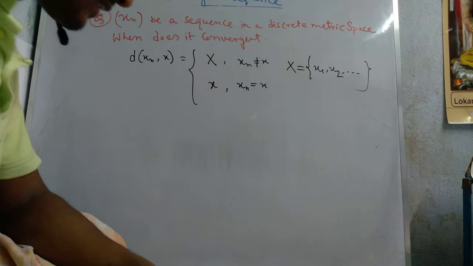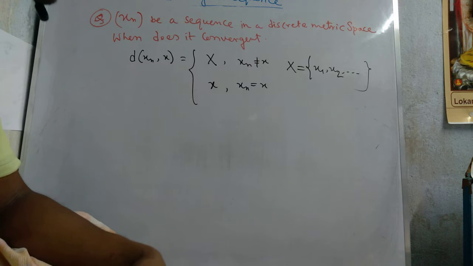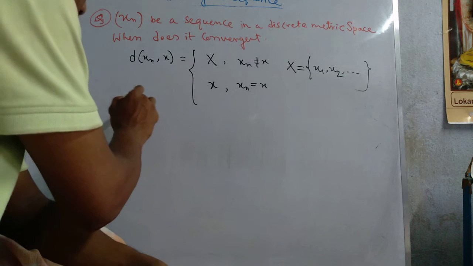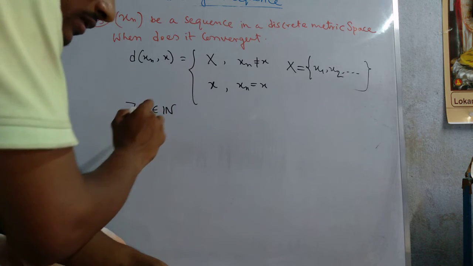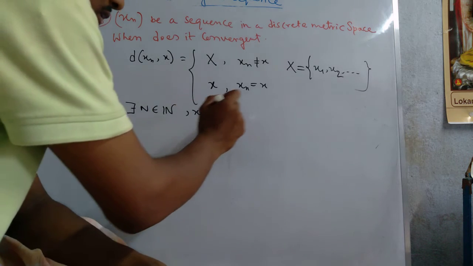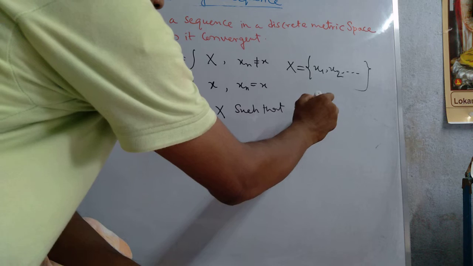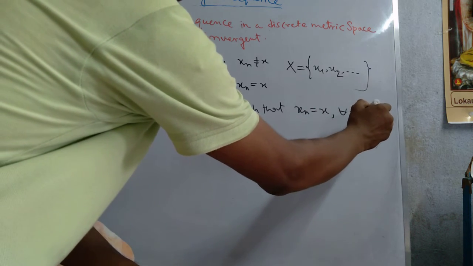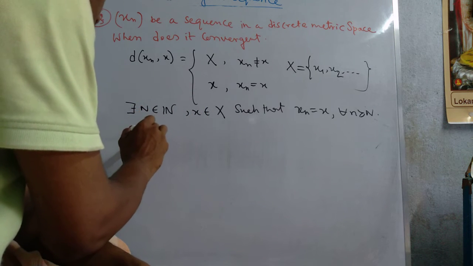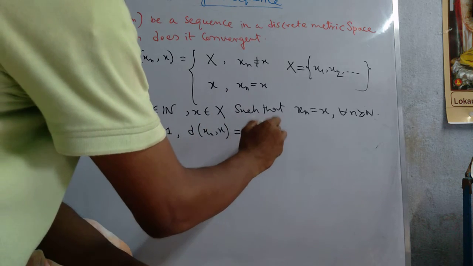Then xn in a discrete metric space is convergent when it is eventually constant. That means after certain terms, that means there exist N belongs to the naturals and x belongs to X such that xn equals x for all n greater than or equal to N. Then obviously d(xn, x) equals 0.